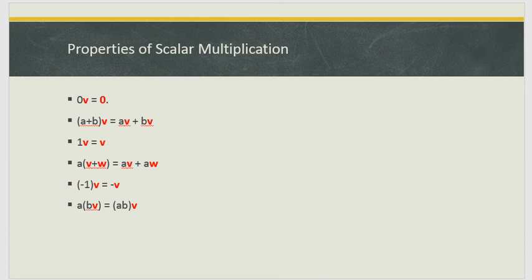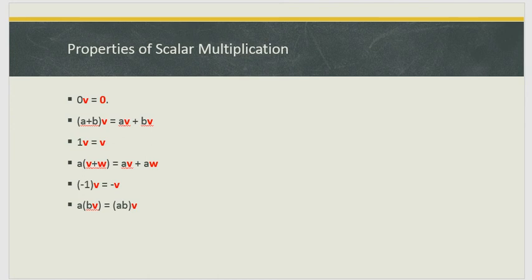And some properties of scalar multiplication: 0 times a vector is a 0 vector. A plus b, which are both scalar values, times the vector equals a times the vector plus b times the vector. One times the vector equals itself. A times vector v plus vector w equals A times vector v plus A times vector w, which is the distributive property, just to throw that out there.